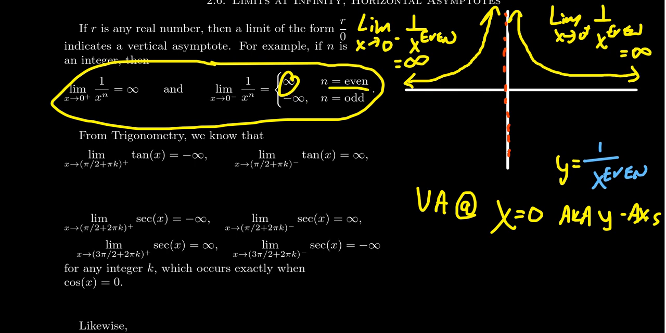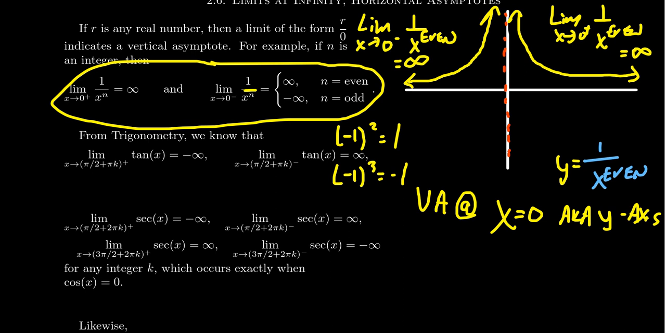Positive infinity when you're even, and negative infinity when you're odd. And this has to do with, of course, powers of negative numbers. Notice if you take negative 1 squared, you're going to get a positive 1, but if you take negative 1 cubed, you're going to get a negative 1. Even powers of a negative will give you something positive.